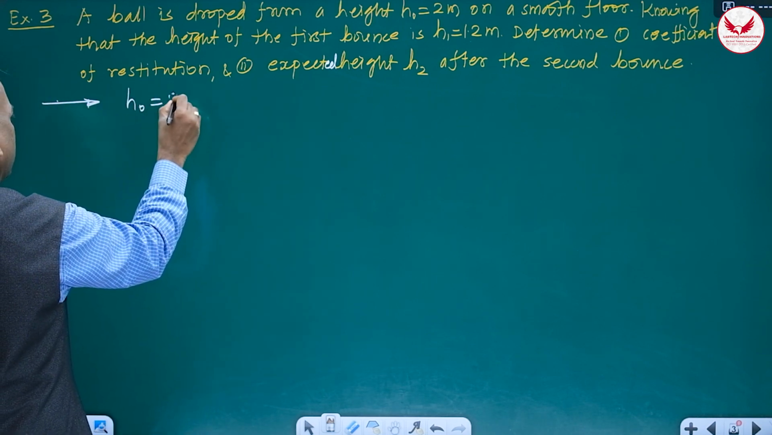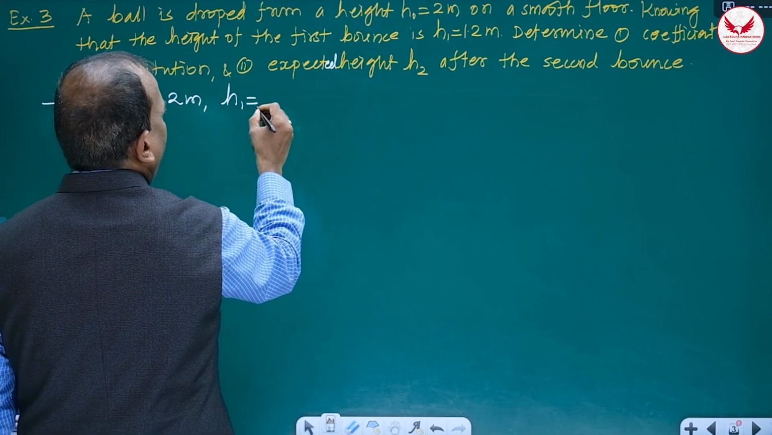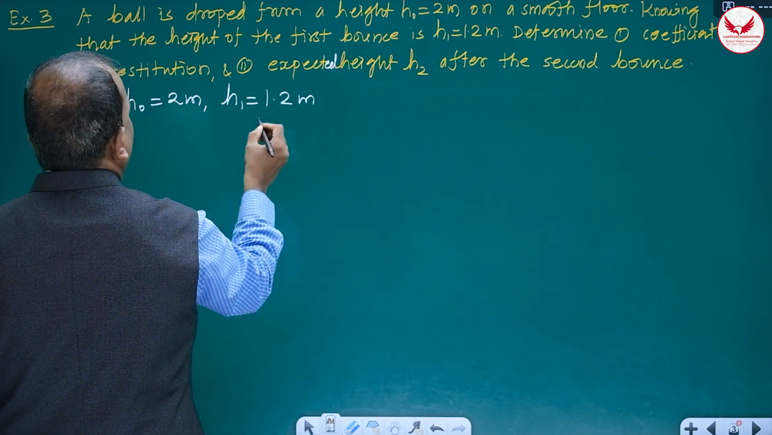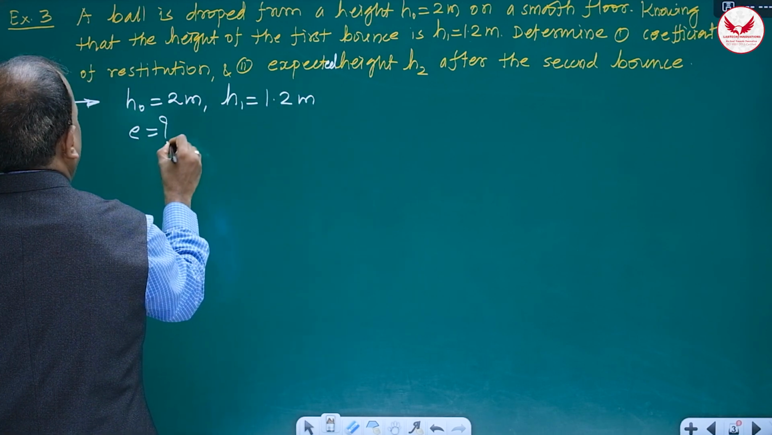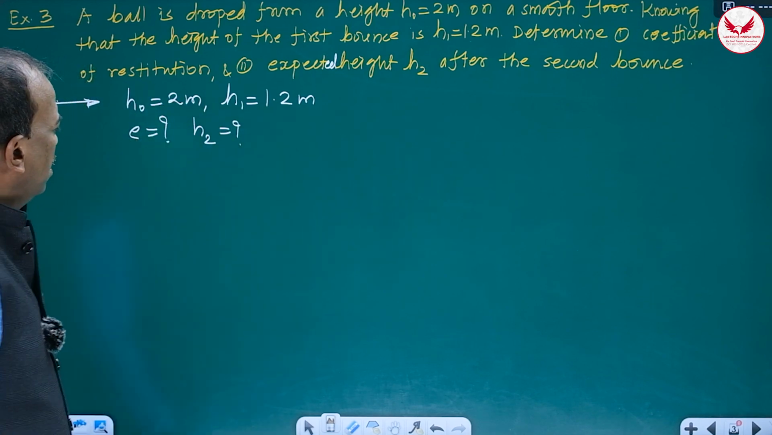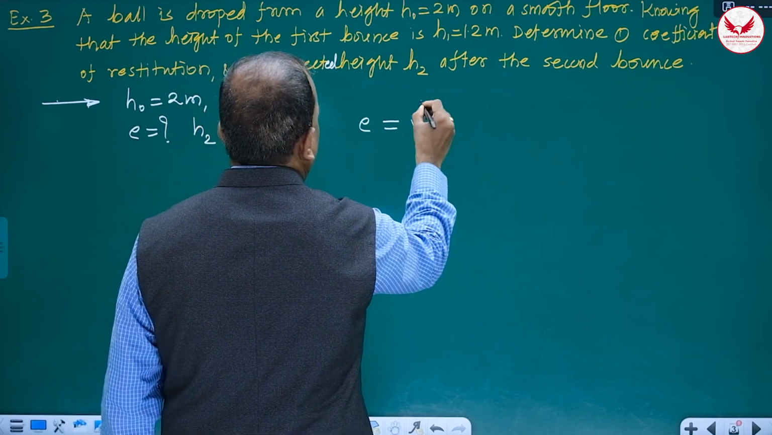h0 is 2 meters and h1 is 1.2 meters, and what is asked? E is what, and h2 is what? So this is almost a gift. Here, initially I have told E is equal to h2 by h1.